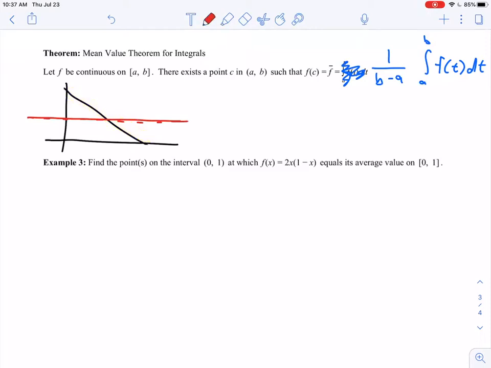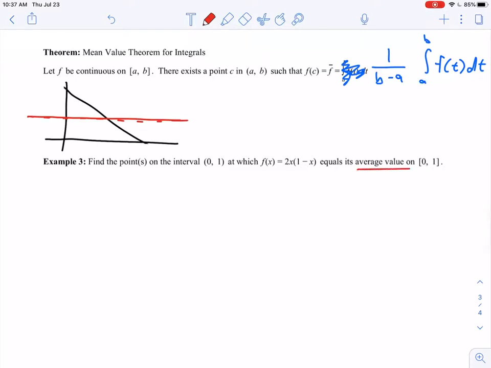So I have a few things that I need to do here if I want to apply the mean value theorem for integrals. Here I want to find the points on the interval 0 to 1 at which f of x equals 2x times 1 minus x equals its average value on that same interval 0 to 1. So first thing I'm going to do is find its average value. So its average value is 1 over b minus a, this is 1 over 1 minus 0, times the definite integral from 0 to 1 of 2x times 1 minus x dx.